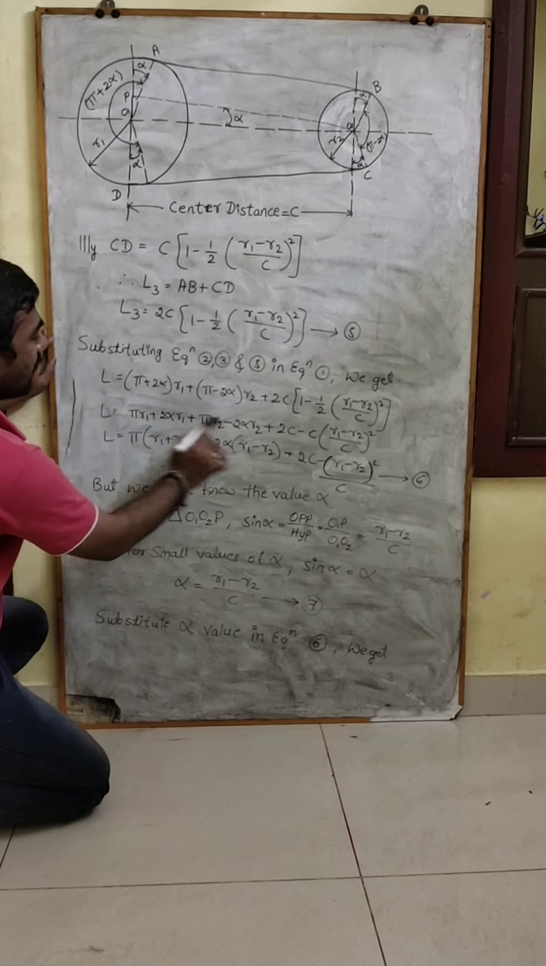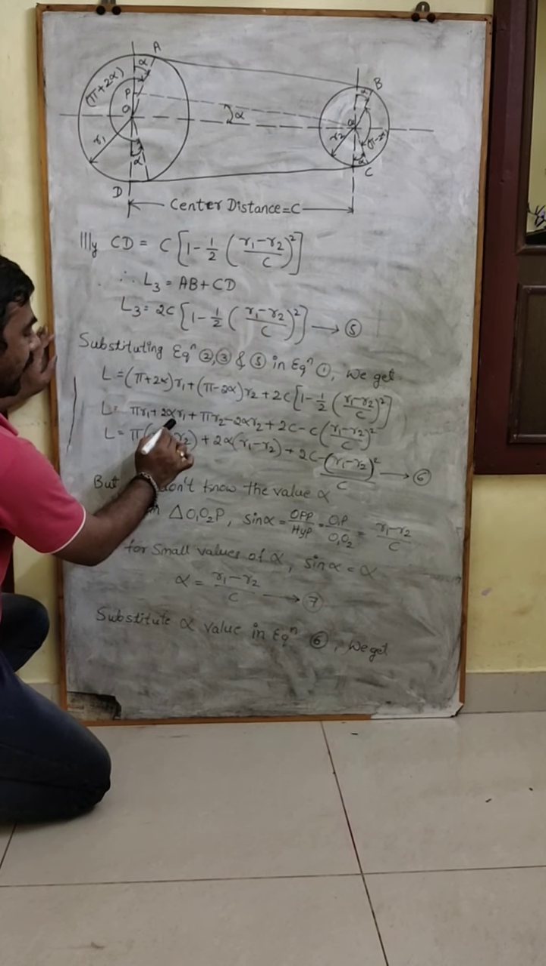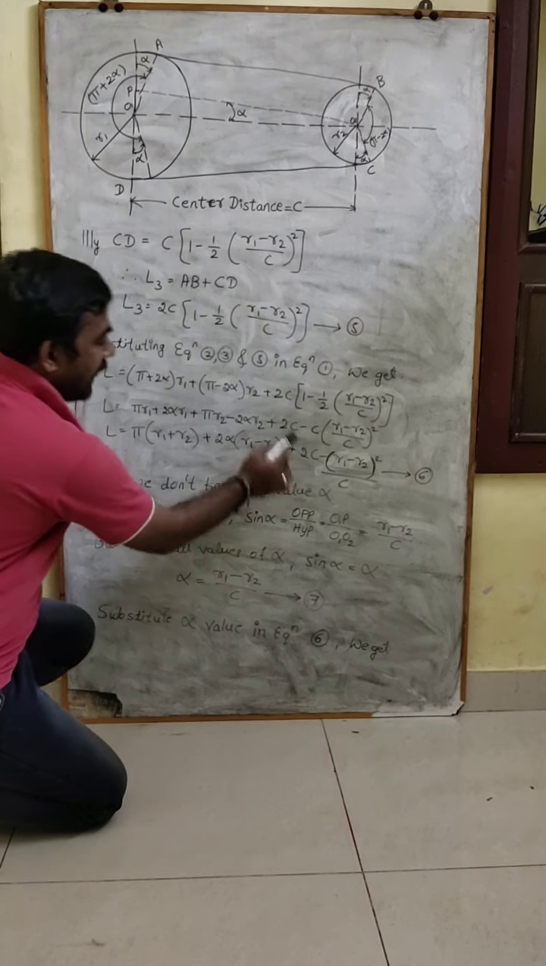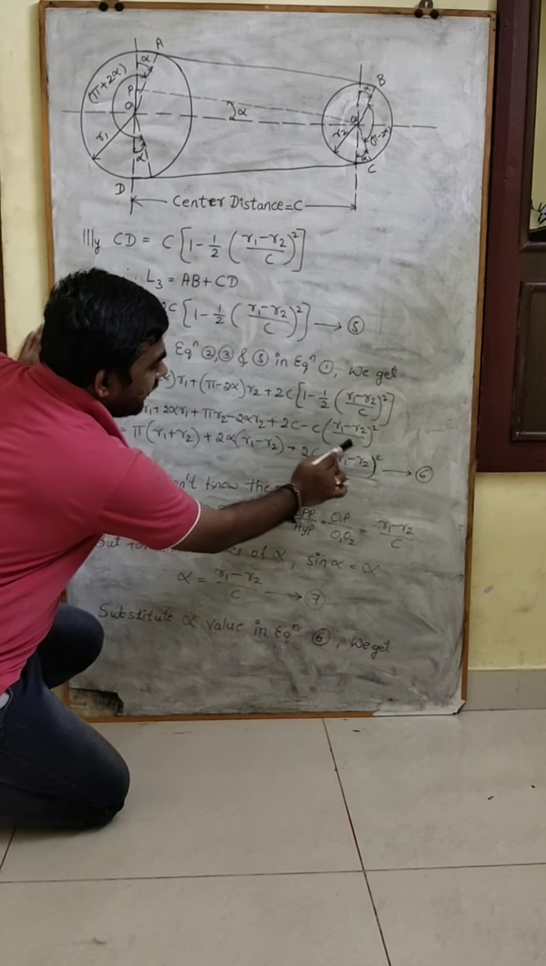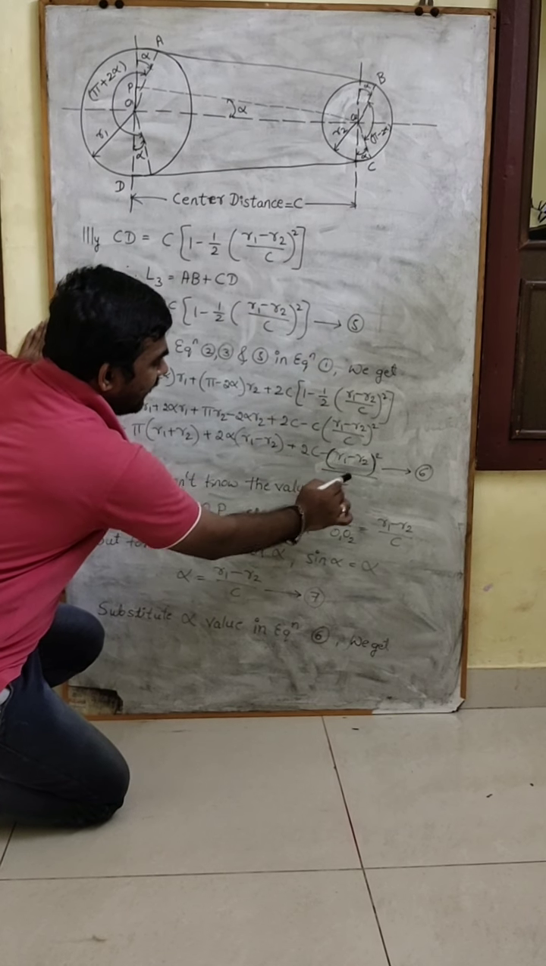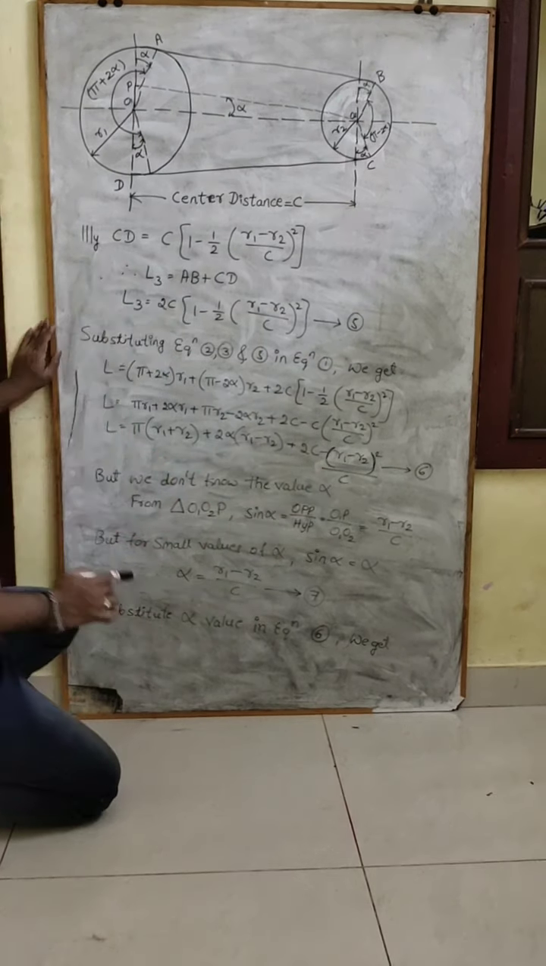Similarly, for 2 alpha R1 minus 2 alpha R2, we take 2 alpha as a common term: 2 alpha into (R1 minus R2). Here 2C as it is. In the last term, one C gets cancelled and we are left with only one C because this is a square term, so (R1 minus R2) whole square by C. This is equation number 6.